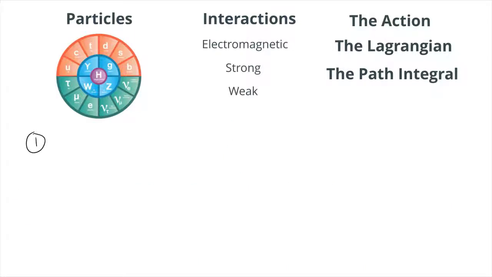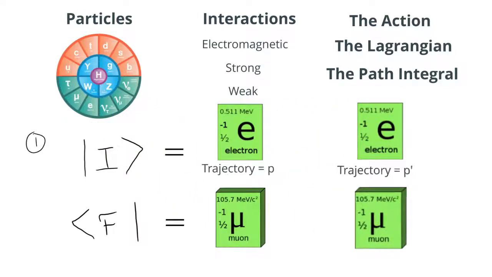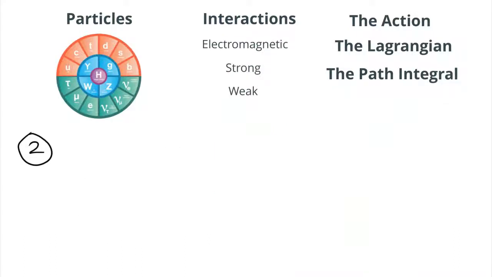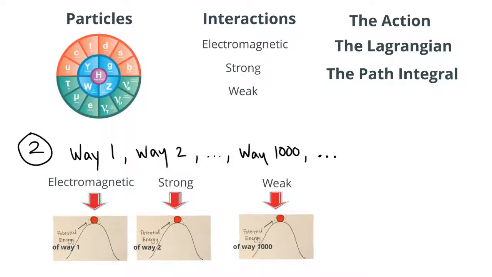First, define the initial state I and the final state F of interest by identifying the Standard Model particles present in each state. Indicate the trajectories of each particle to establish the kinetic energy associated with each state. Second, determine all the possible ways these particles could interact with each other or the environment through the Standard Model forces on the way from state I to state F. Associated with each interaction is a potential energy and a messenger Standard Model particle connecting the initial and final state.